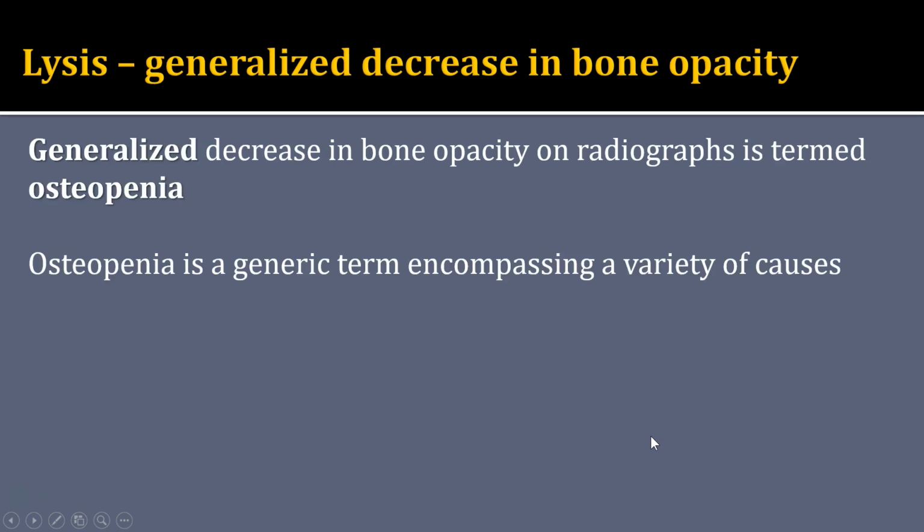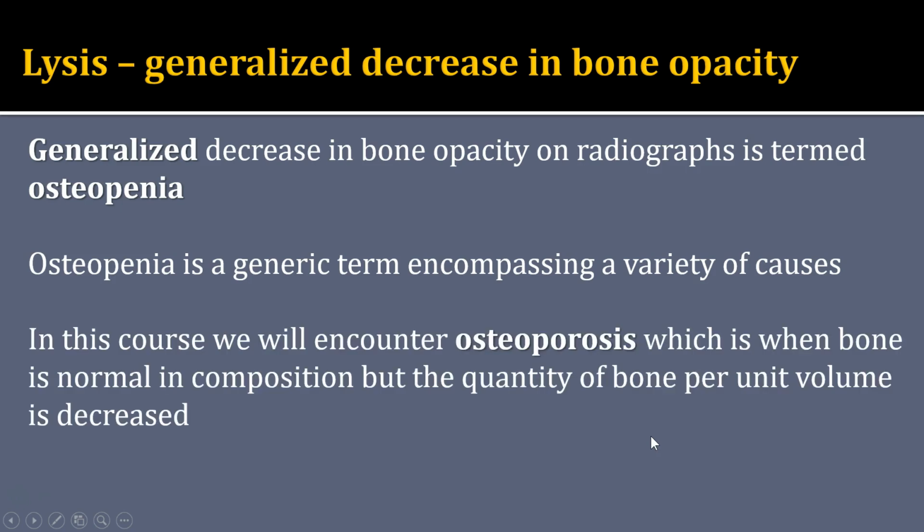We can also see generalized decrease in bone opacity. So the patterns of lysis we were talking about were local or focal decrease in bone opacity. We're probably not going to talk about this as much in our course, but generalized decrease in bone opacity on radiographs is termed osteopenia. And osteopenia is a very generic term that encompasses a variety of causes.